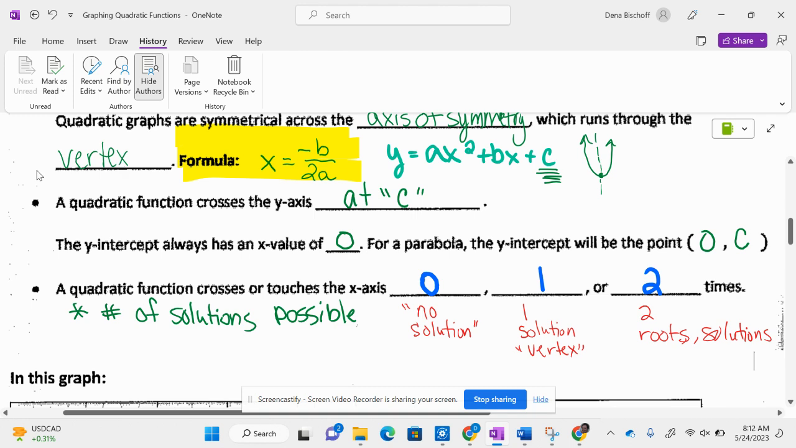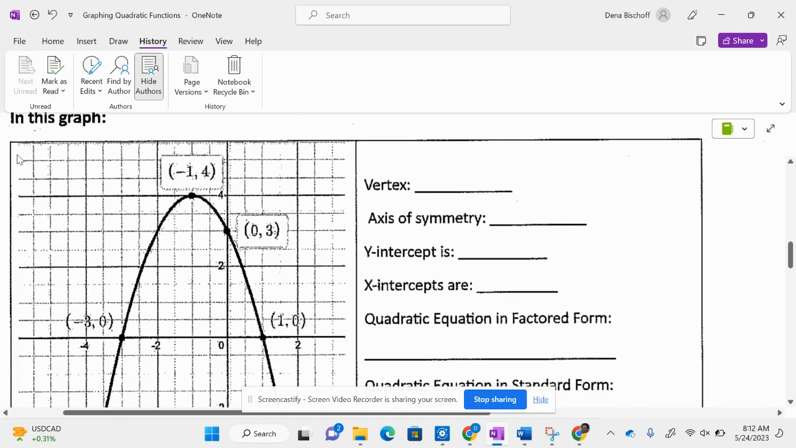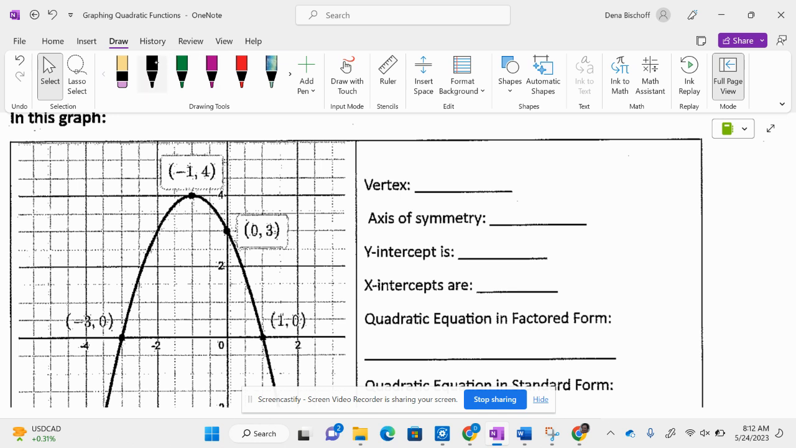Okay. All right. So we're going to practice graphing these. We're going to look at this graph first. I took a screenshot of this, an embedded screenshot off of Desmos. This is the ordered pair -3, 0. I think the rest of them are visible. But we're trying to find the vertex. The vertex is this point right here. So the vertex is -1, 4.